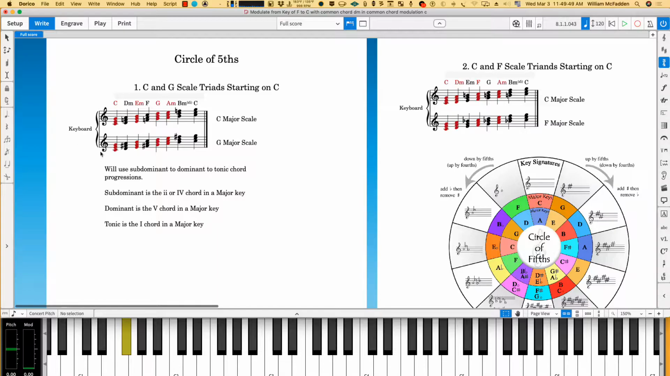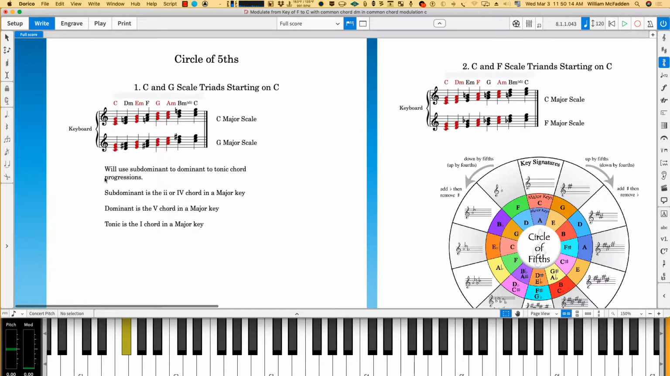So initially we're going to take a look at the C major scale and all the triads formed by the C major scale. And then we're going to look at the G major scale, all the triads formed by the G major scale starting on the note C. And that makes it easy to compare the chords they have in common. So as we do that, we see we have a common chord of C, E minor, G, and A minor.